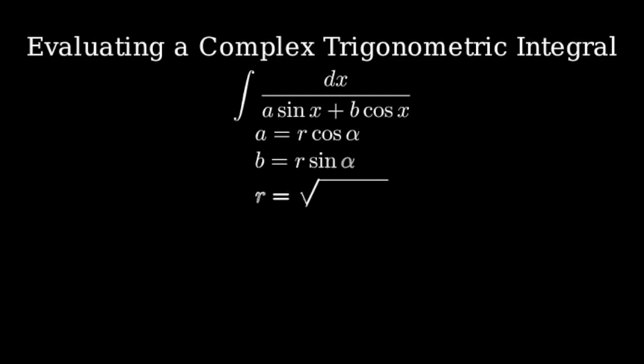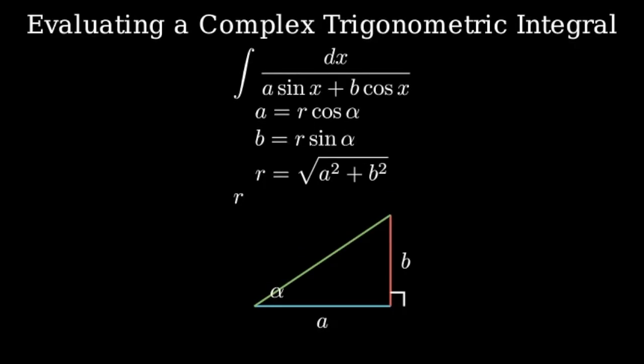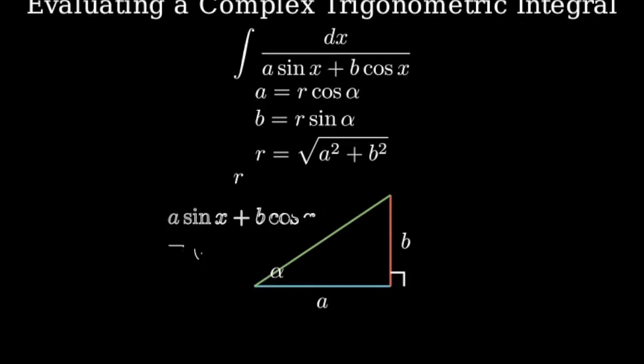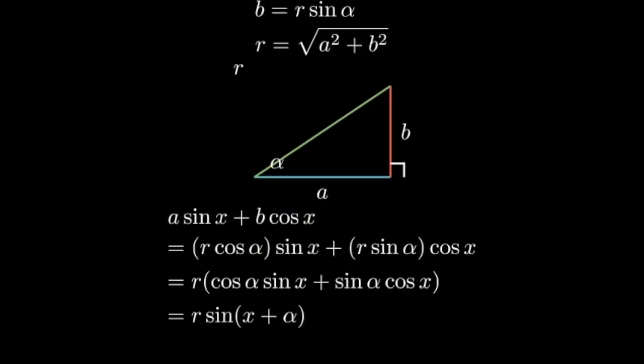Let's let a equal r cosine alpha and b equal r sine alpha, where r is equal to the square root of a squared plus b squared. To understand this substitution better, let's look at it geometrically. We can think of a and b as components of a right triangle, where r is the hypotenuse and alpha is the angle. Using this substitution, we can rewrite the denominator.